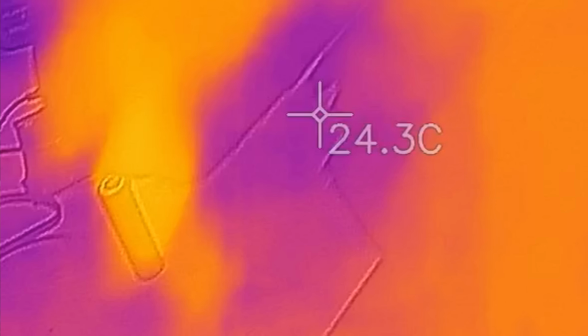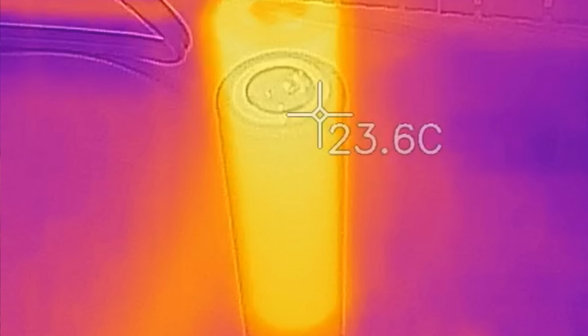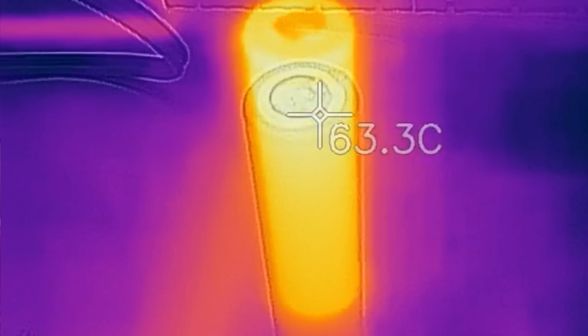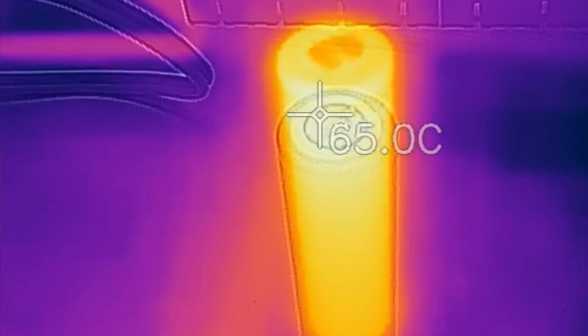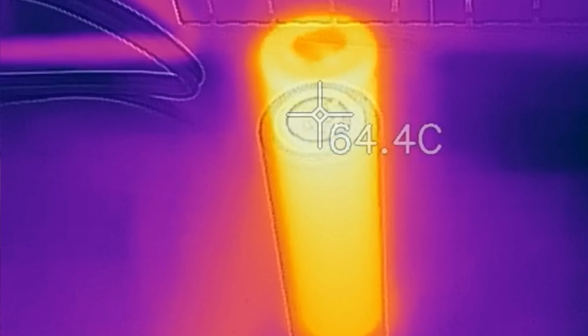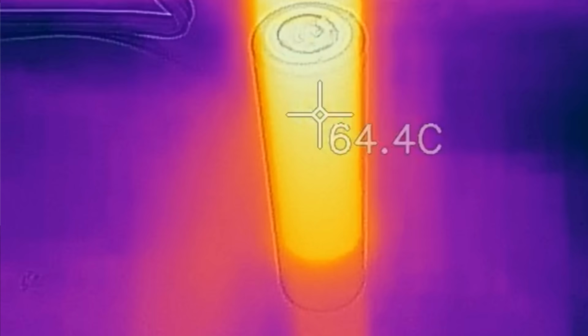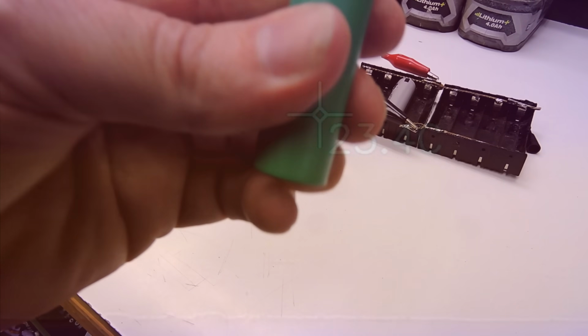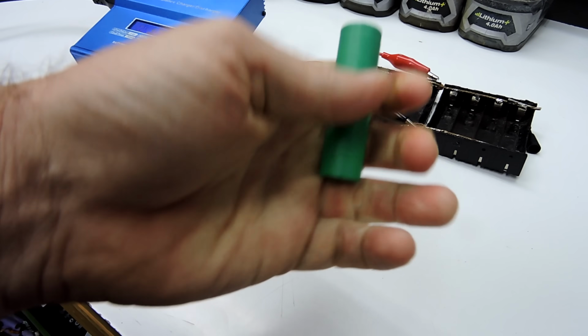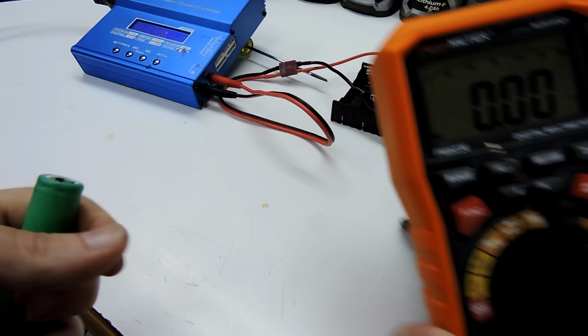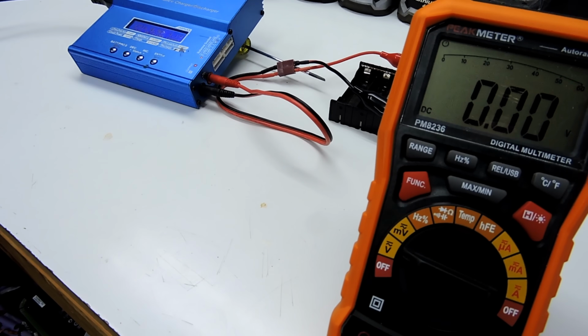We'll have a look at that cell underneath the thermal camera again. On that positive end, we've got 65 degrees. So that is really, really bad. And by bad, I mean you shouldn't bloody do it, because that's a heater now. Righto, go back to here. Let's have a look at the voltage.